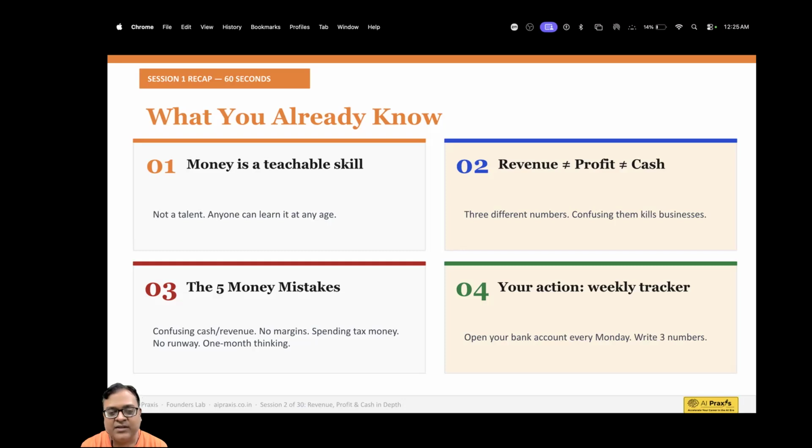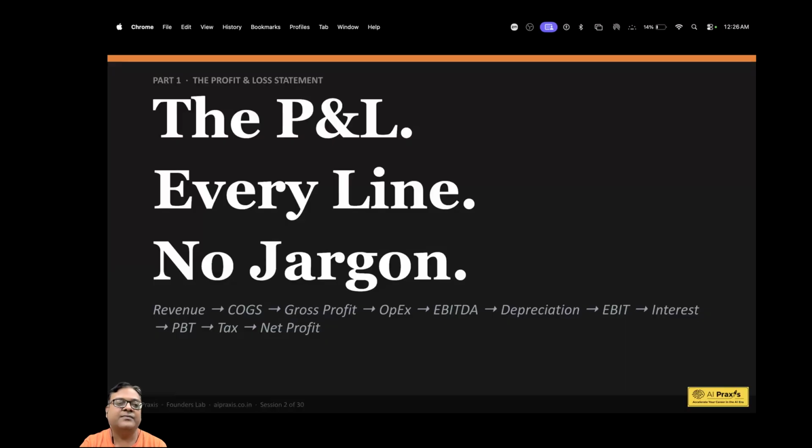And if you may recall, there was a homework, something that you have to do for the next 4 weeks, starting every Monday. Okay, open your bank account and write those 3 numbers. First one is whatever the cash number is there, write it down. And in the second and third columns, you mention the money in and the money out over 1 week. Every Monday, give it 5 minutes.